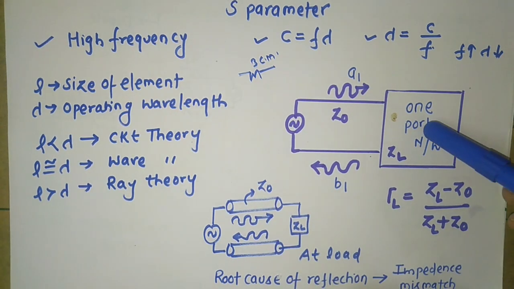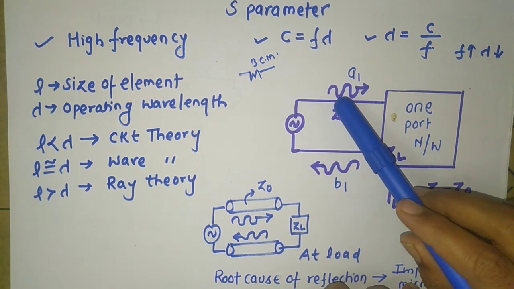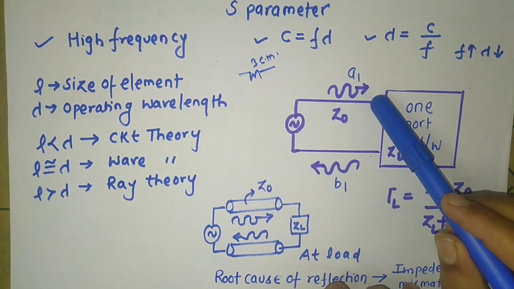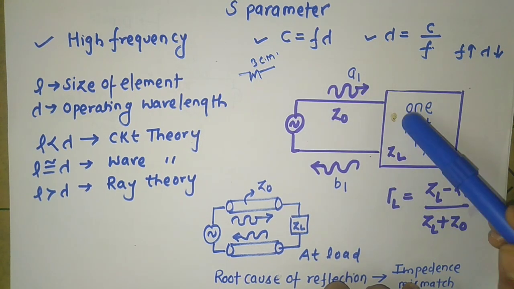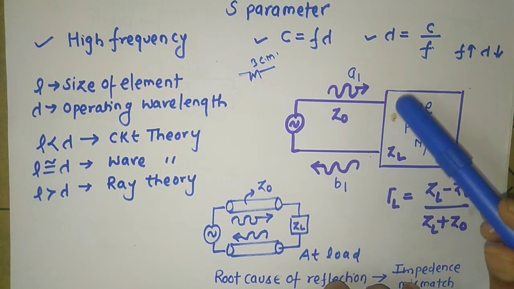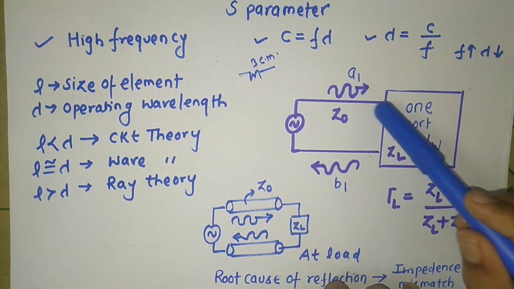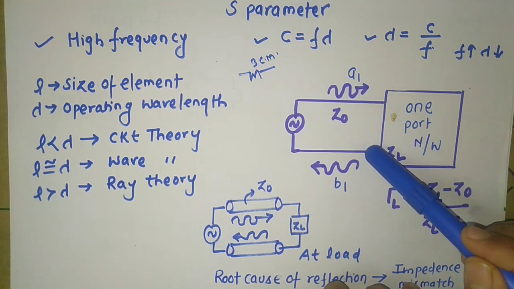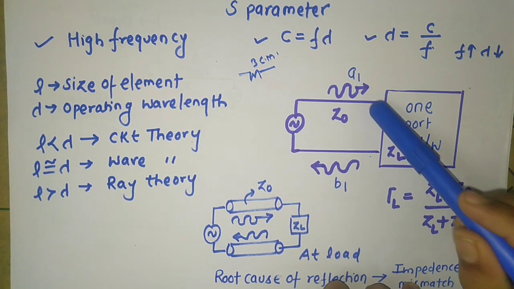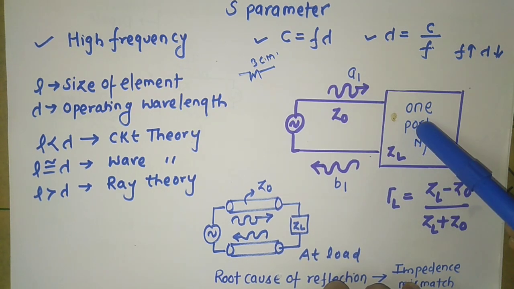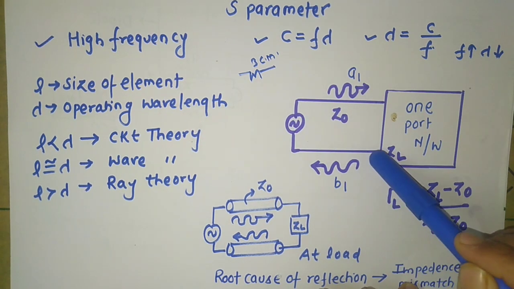Okay, let's see here. In the case of high frequency, we consider the wave behavior of the parameters. Parameters means voltage or current wave. Suppose that it's a one port network. This is one terminal, this is one terminal. A combination of terminals is nothing but a port. It's a single port device. This is one conductor, this is one conductor.